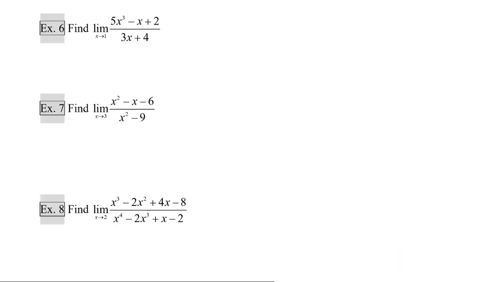When we see rational functions, we have to be careful that we're not dividing by 0. So for example 6, if we were to plug in a 1 into this function, I would get 3 + 4 equals 7 in the denominator, which means it's defined at x = 1, so I don't need to try to factor and cancel. I'm just going to go ahead and plug in my 1.